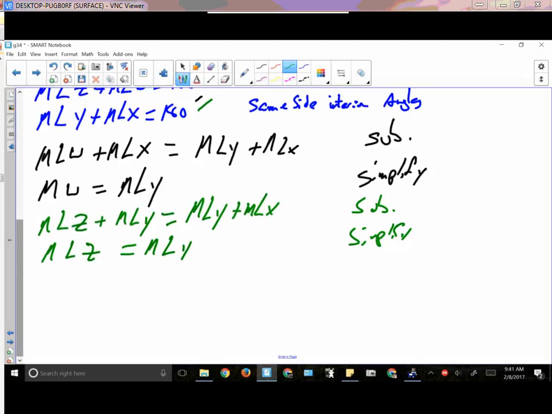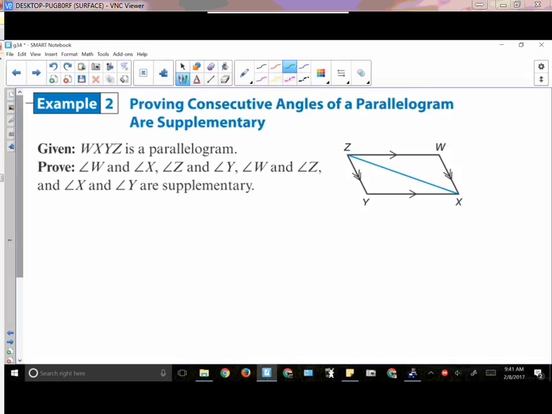So, let's try another process here. I want to say that they are supplementary. What does supplementary mean? Adds up to 180. Okay. So, what do I know about a quadrilateral? Got four sides, it's got four angles, okay?